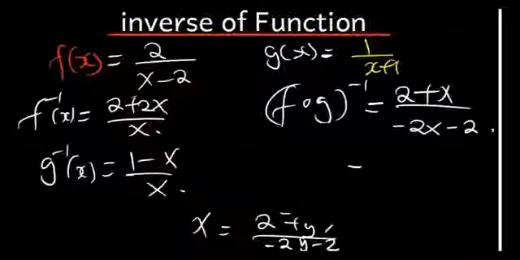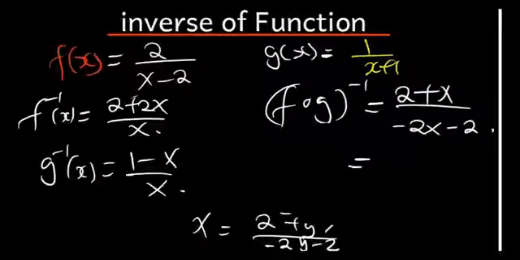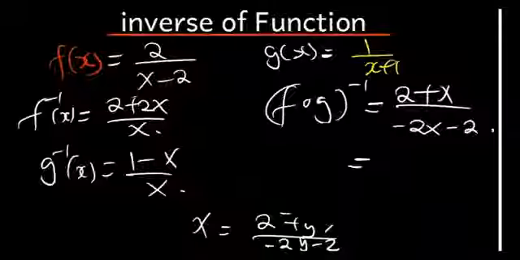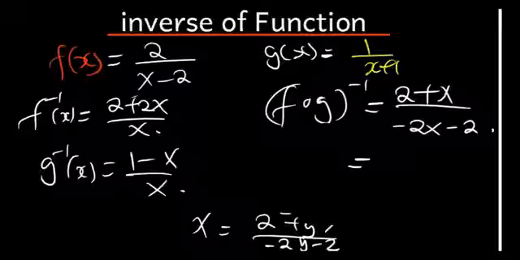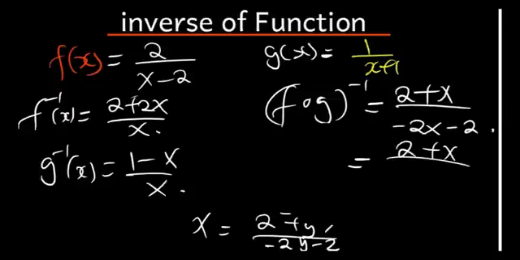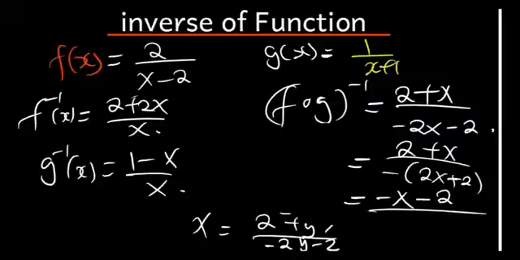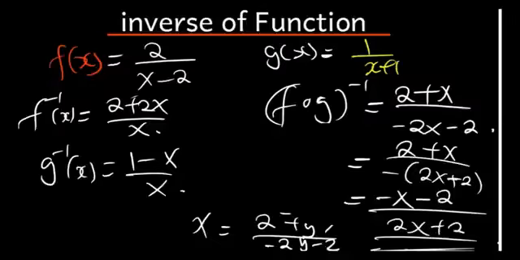But if I want, I can factor out the negative. That is going to be very simple for us. What I'm going to do is say 2 plus x, everything divided by negative, this is going to be like this, x plus 2. So now I can divide both sides by the negative. It's going to be negative x minus 2, everything divided by 2x plus 2. So this is going to be my final answer.